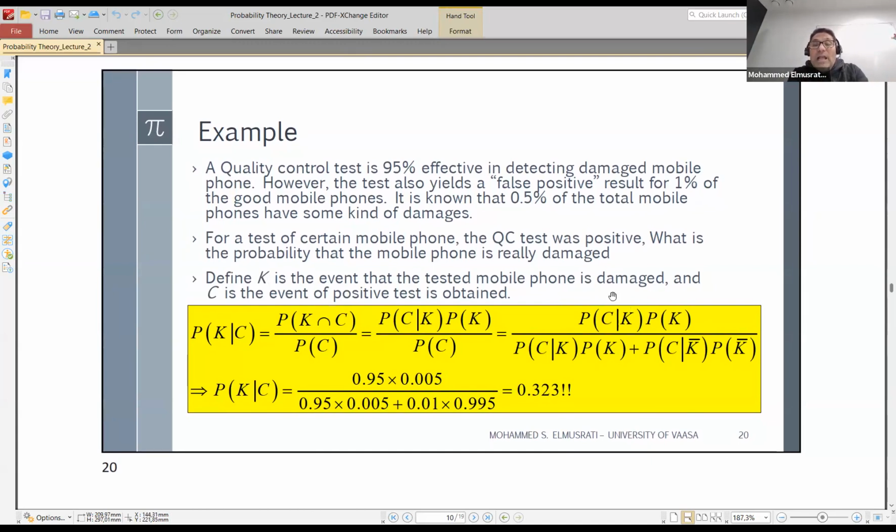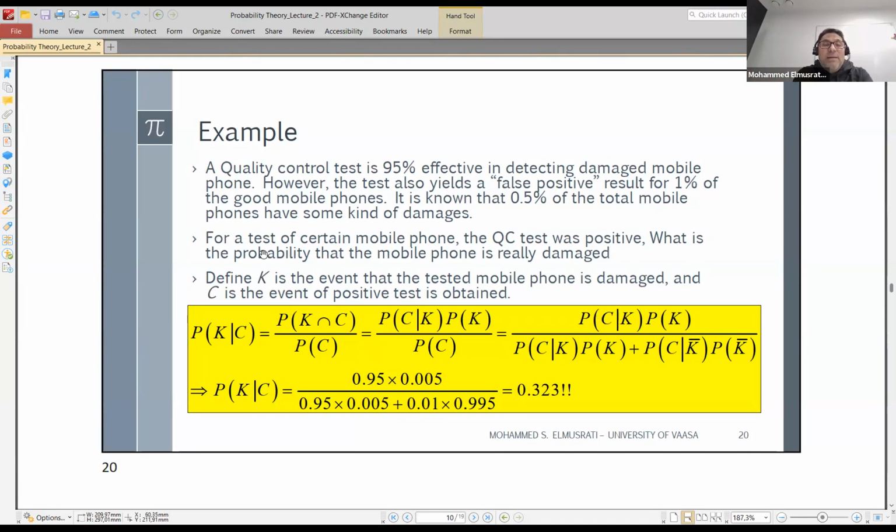Okay, and the other event, of course, K complement, will be that the tested mobile is not damaged. The second event I define is C. C means that the positive test is obtained, so we got a positive test or an alarm of detecting a damaged mobile. Of course, this alarm, as I said, can be due to a really defective mobile, or it can be due to a false positive.